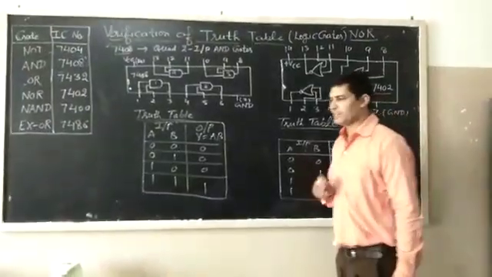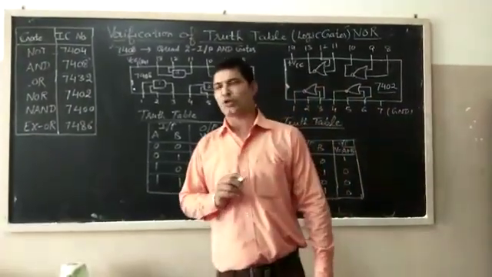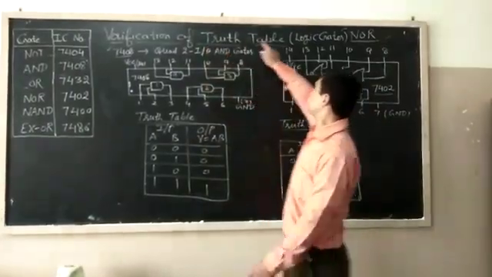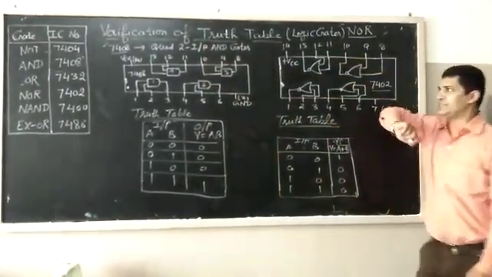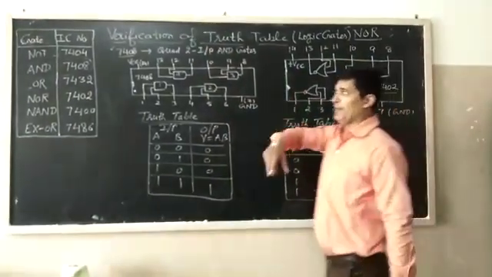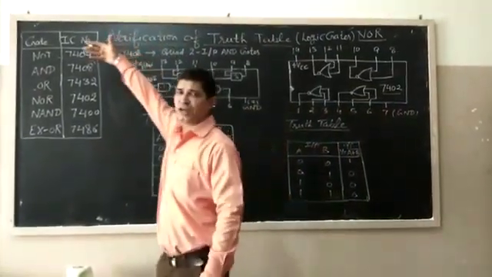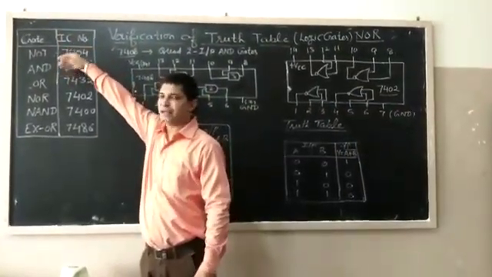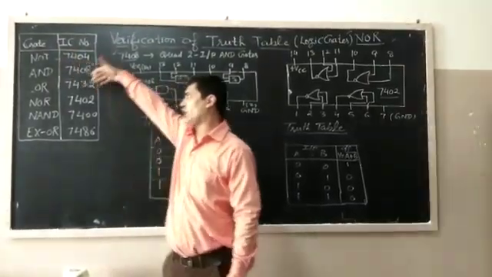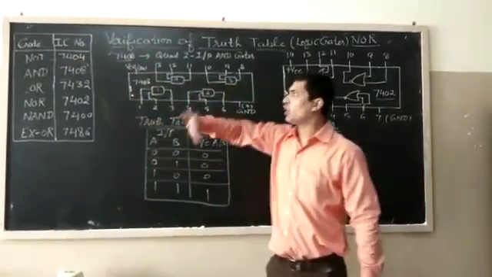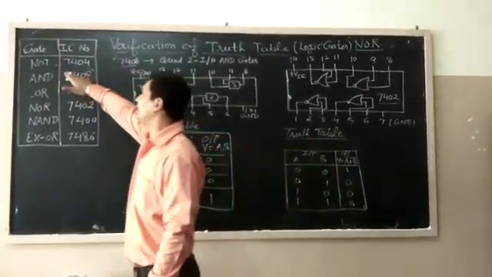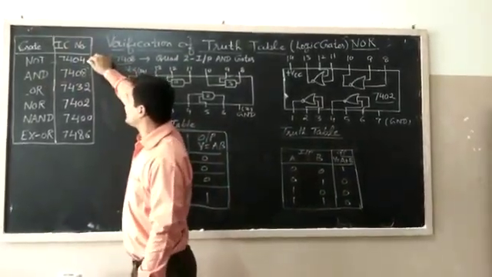Today we will learn the first experiment of digital electronics and microprocessor, which is verification of the truth table of logic gates. How many gates are there? We have already studied in the lecture that they are NOT, AND, OR, NOR, NAND, XOR, and correspondingly in this table you will find that their numbers have been written.